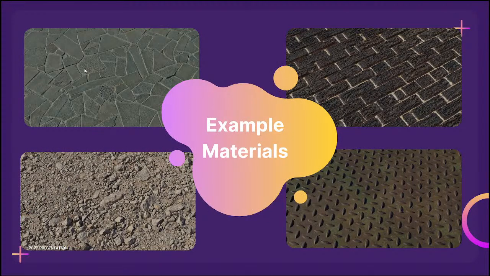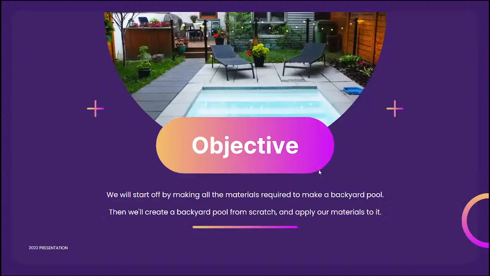So here's some examples. This is an asphalt floor texture here. This is a brick texture. This is a stone terrain texture, and this is a simple metal texture. So in this session we'll make a ton of materials, and we'll use those materials to make a backyard pool, as you can see here. We'll make things like the concrete, the water, the cloth, the plants, etc.